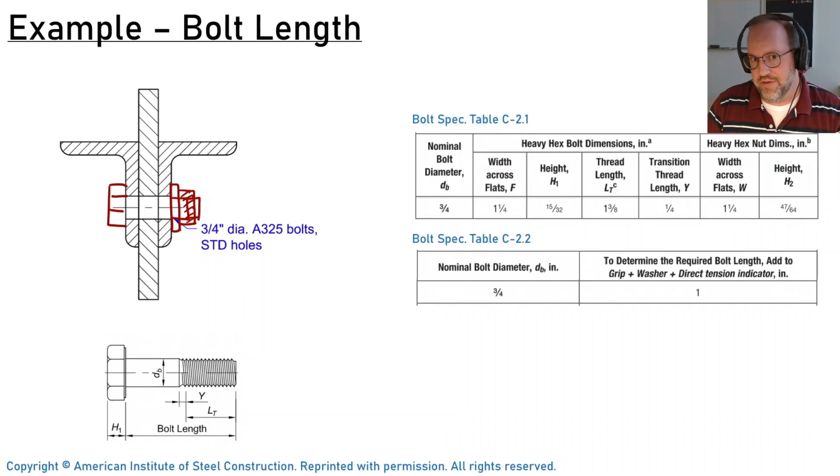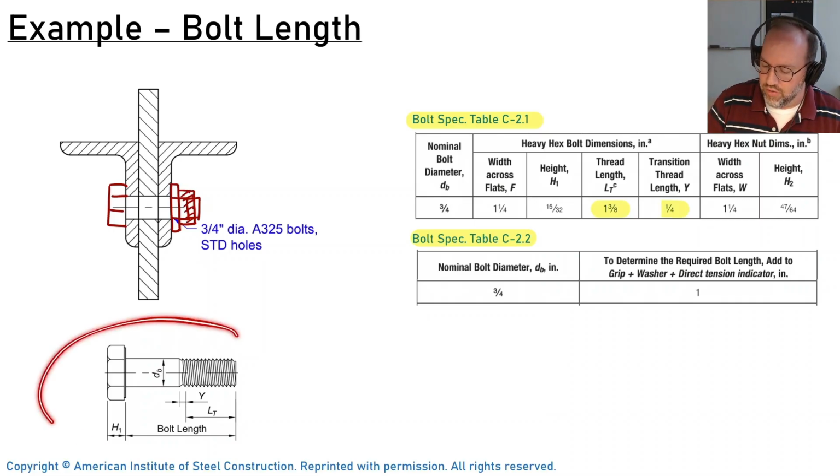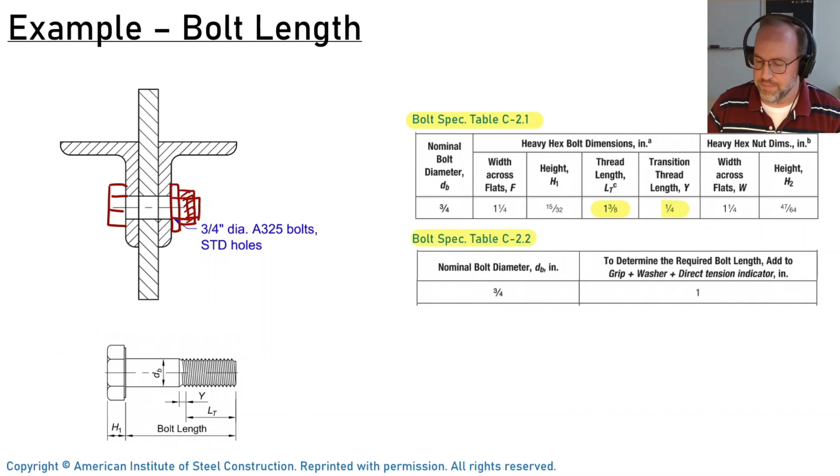If you check out the previous video on just bolting basics, I go over this in a lot more detail. So we'll go through this relatively quickly. But the bolt spec is in the back of the steel manual, and it will give you typical lengths for bolts. And it's very, very useful, actually. So in this case, we have 3/4 inch diameter bolts, and therefore the thread length is just a set 1 3/8 inches, and we're going to have a transition thread length of 1/4 inch. And you can see what those dimensions are on our little diagram of the bolt down here.